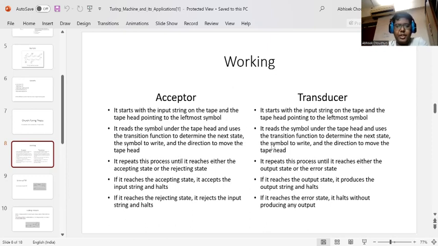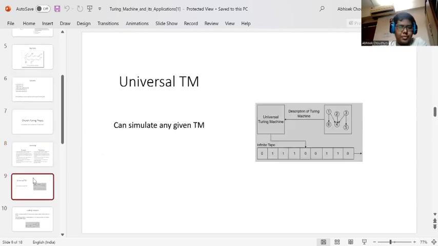We will keep repeating this process until we reach a halting state. So in the acceptor case, it will be an accepting or rejecting state, and in the transducer case, it will be an output or error state. For an acceptor, if we reach the accepting state, it will accept the input string and then halt. And for the rejecting state, it will reject the input and then halt. For a transducer, if we reach the output state, it will produce the output string and halt. If we reach the error state, it will halt, but no output string would be produced.